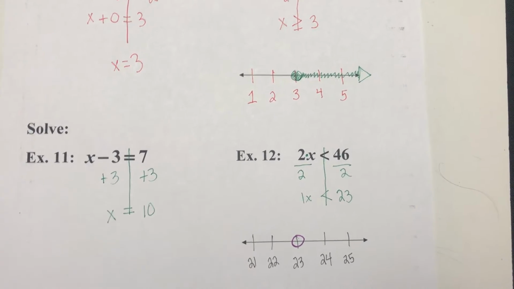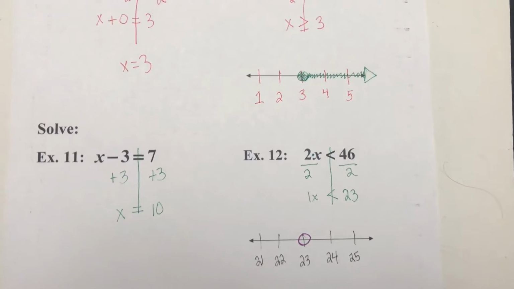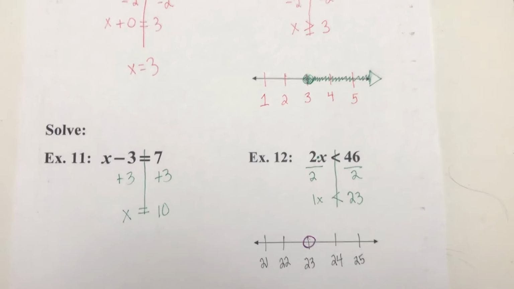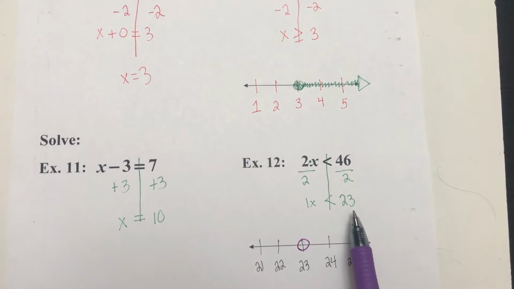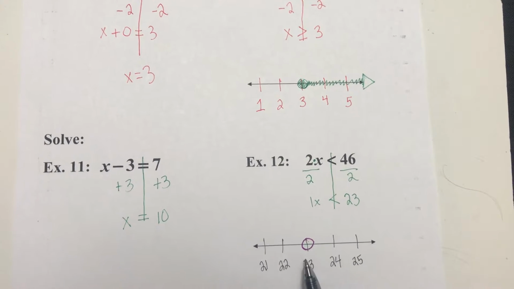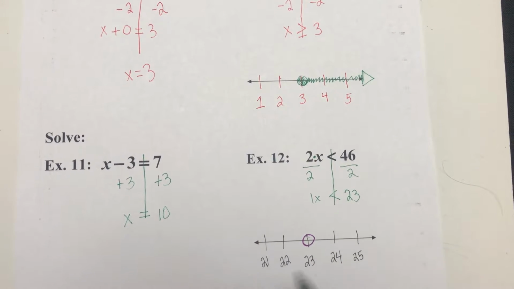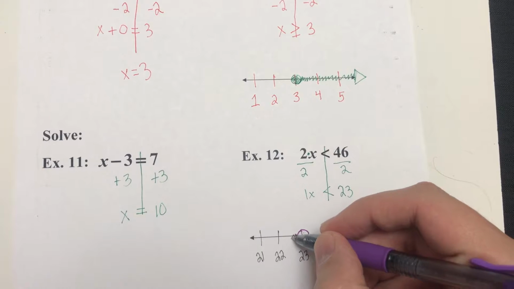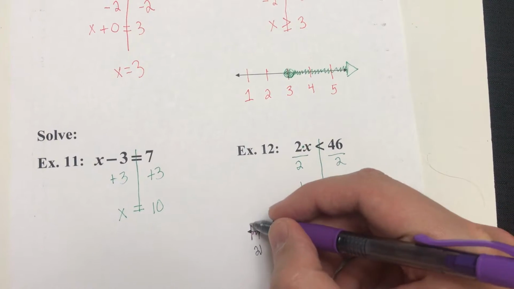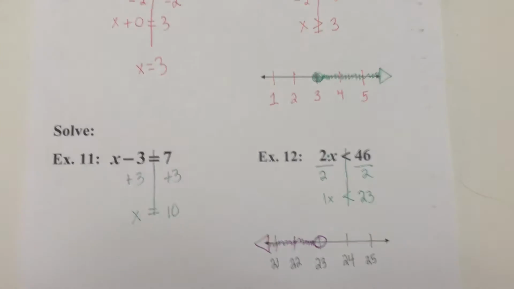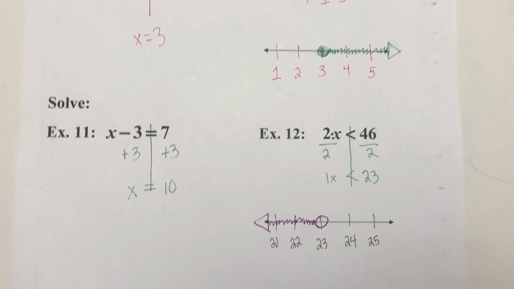46 is equal to 46, so 23 cannot be one of our solutions. We know that x needs to be less than 23. The numbers that are less than 23 are on the left side of the number line. So we will shade over here and form the arrow for the entire solution set.